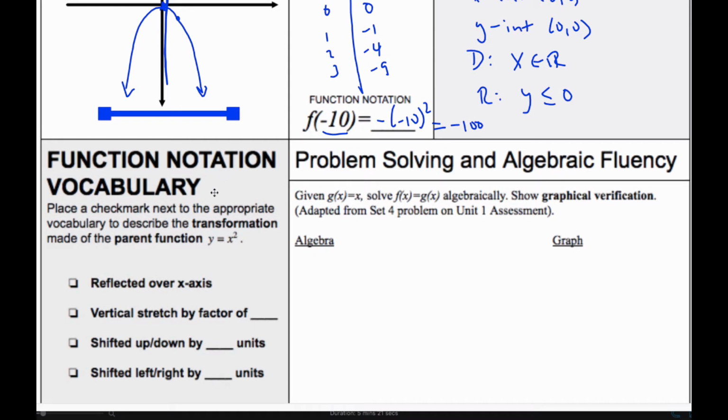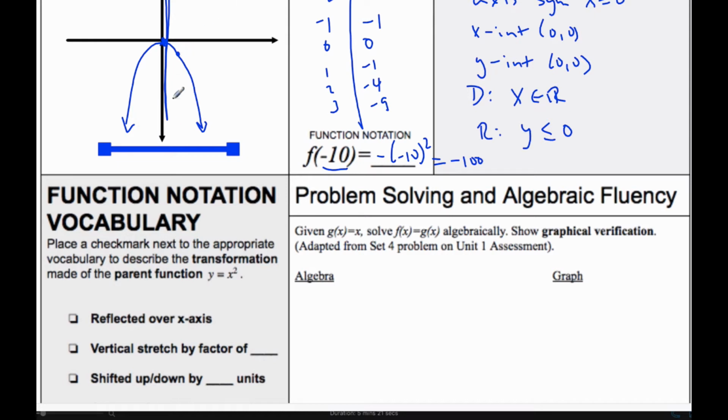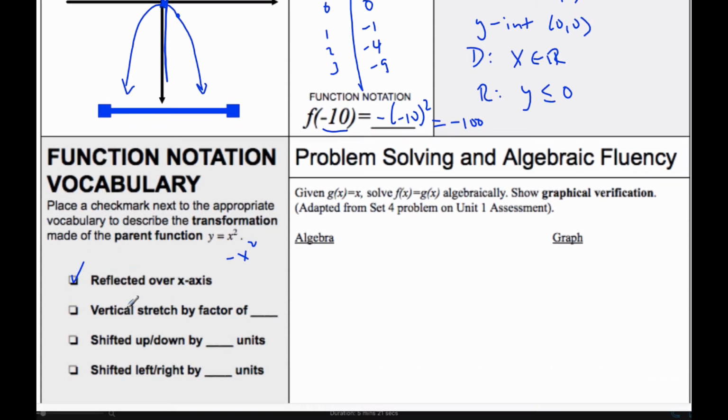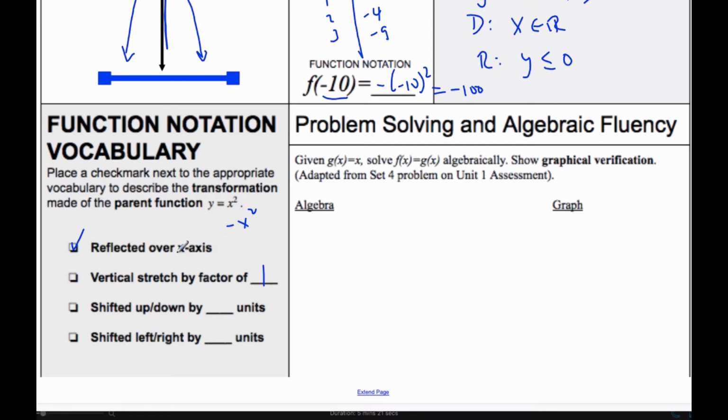Now, place a check mark next to the appropriate vocabulary to describe the transformation of the parent function. What this has done, that negative x squared means it's upside down, which means it's been reflected over the x-axis. The vertical stretch by a factor of 1 means there is no vertical stretch, and I'm not going to check it. There's no shift up or down, left or right. We're going to see those shortly. So the only thing that happens is the reflection over the x-axis. That's because there is a negative here.